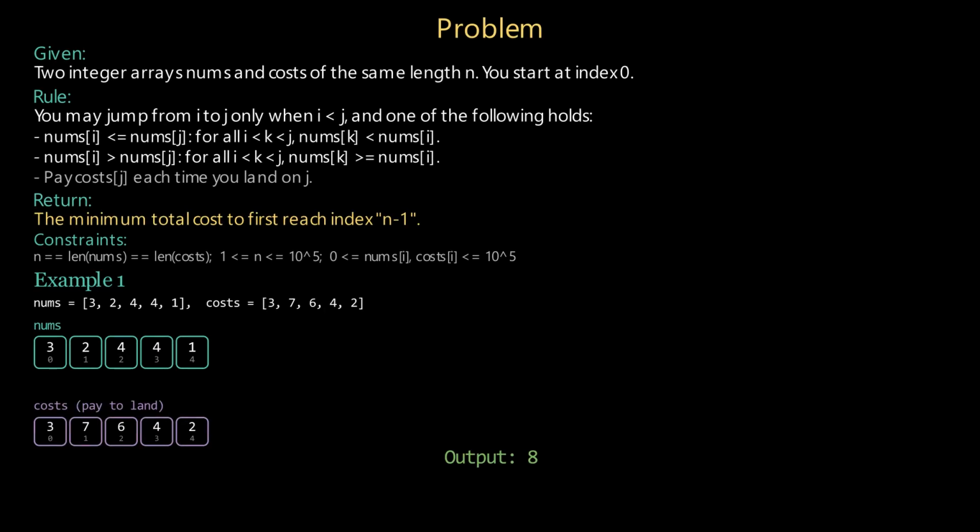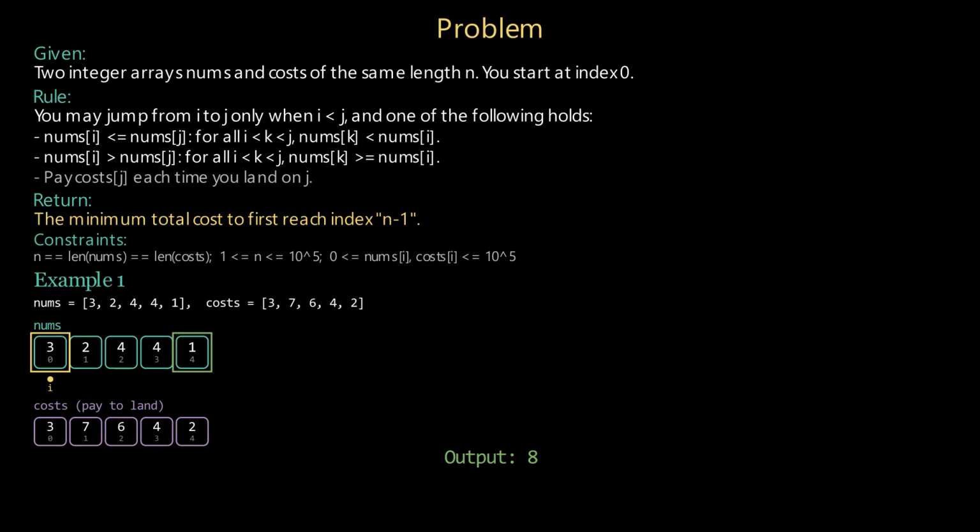Jump Game 8, same length nums and costs, you start at index 0. Jumps to the right follow two strict shape rules on nums, each time you land on J you pay costs J. Minimize total cost to reach the last index.